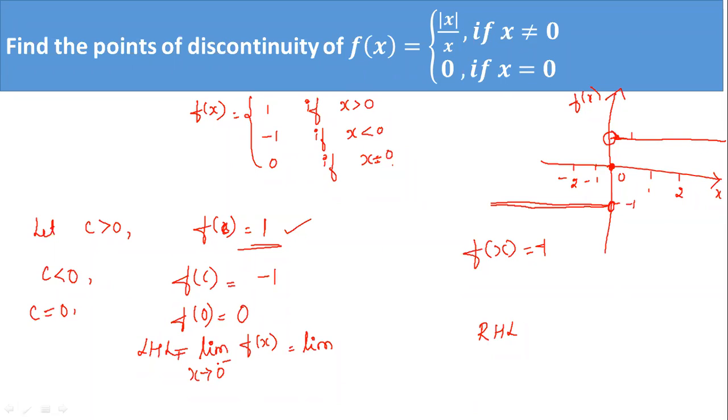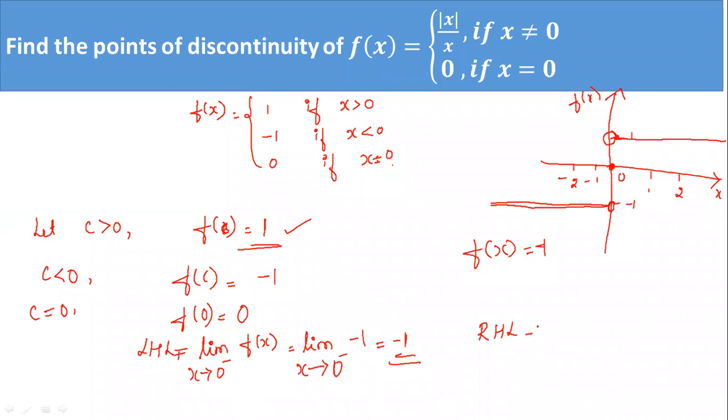When we take values less than 0, f of x is -1. So f of x can be replaced by -1. The limit as x tends to 0 from the left is -1. What is the limit of a constant? It is the constant itself. So we get -1.